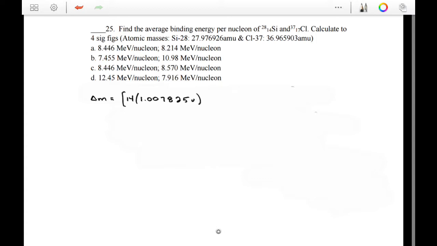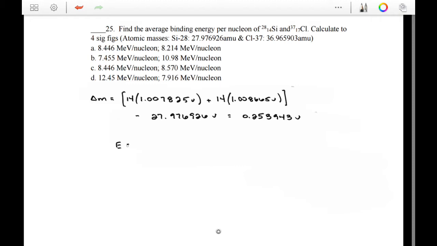14 protons times the atomic weight of a proton, which is 1.007825 u, plus the number of neutrons, which are also 14 because 28 minus 14 is 14, times the atomic weight of the neutron, which is 1.008665. And then what we're going to do now is subtract that from the atomic mass of silicon-28, and then this will give us the mass defect. So we're going to write that here, 27.976926 u. And so this will give us an answer of 0.253943 u.